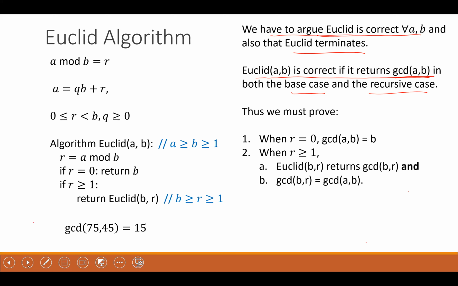So complicated, even I get confused. All right, so we have to prove both of these things. So we want to prove that it terminates. We could skip that part. I think it seems obvious.